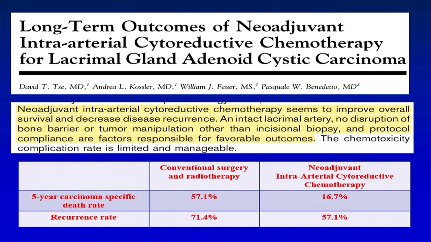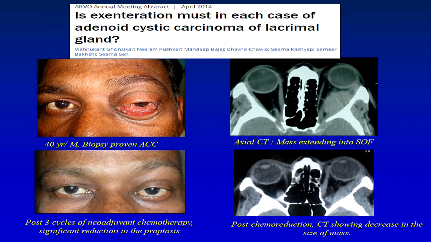Neoadjuvant intraarterial cytodeductive chemotherapy has also been tried, and neoadjuvant chemotherapy does very good chemo reduction, followed by which you can do surgery, and then give adjuvant radiotherapy or chemoradiotherapy. This is unpublished data from RP Center, where neoadjuvant intravenous chemotherapy was used, followed by tumor excision, followed by radiotherapy.